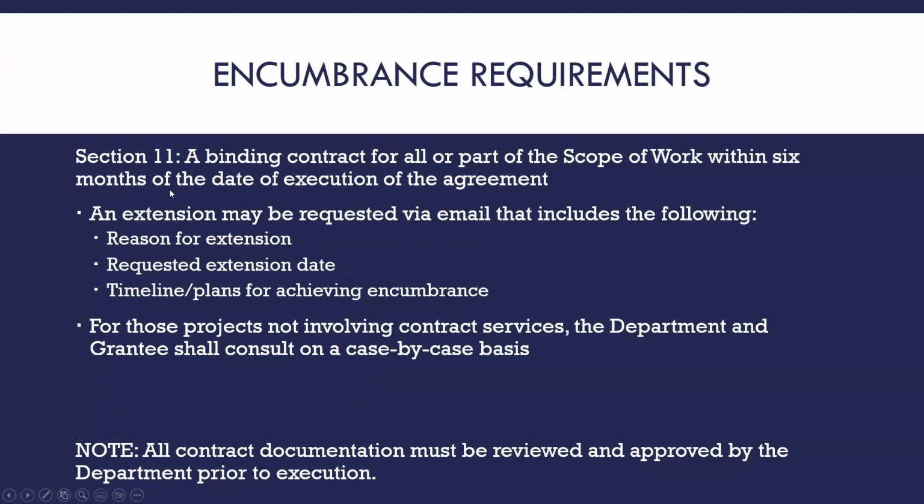So what that would look like, you are supposed to have a binding contract for all or part of the scope of work in your grant award agreement within 6 months of you executing the agreement. If you need longer than that, request it by email to the person who is managing your grant and explain why you need the extension, when you anticipate having that, and where you are in the process, what your plan is to get it completed.